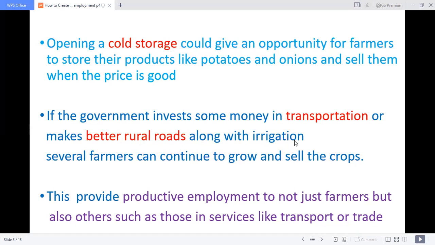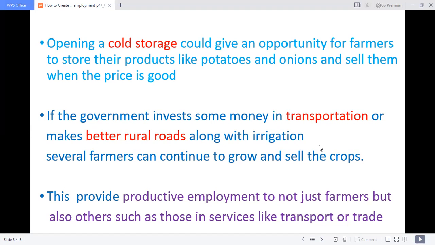Now the Ulavar Sandai is the best solution for the farmers. But it is not possible for all farmers and on a large scale, as only a few farmers are bringing their produce to the Ulavar Sandai and selling. So better rural roads along with irrigation will help the farmers to grow and sell the crops on a large scale, thereby providing jobs to many people.